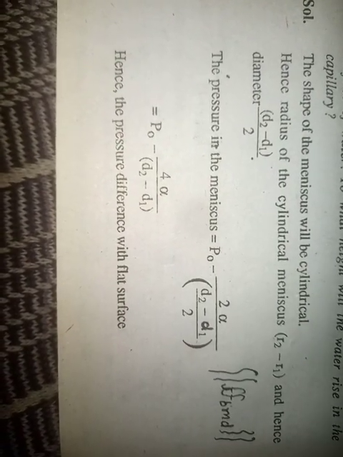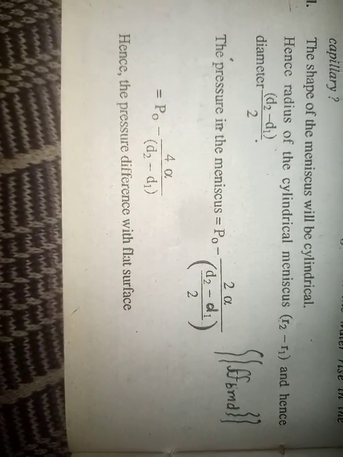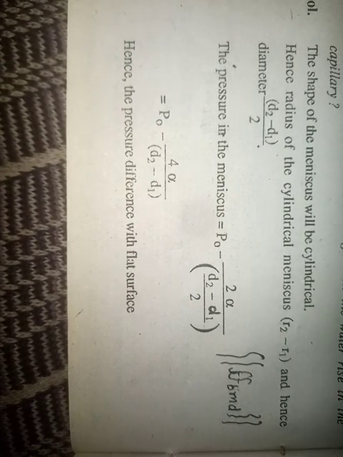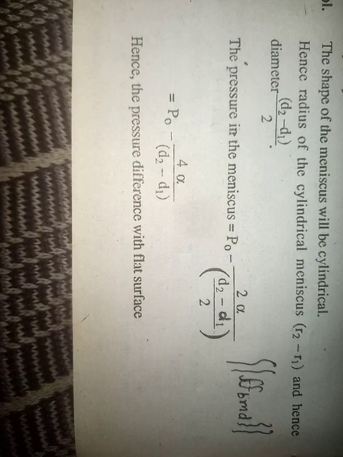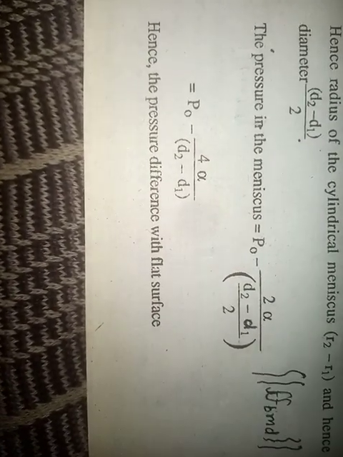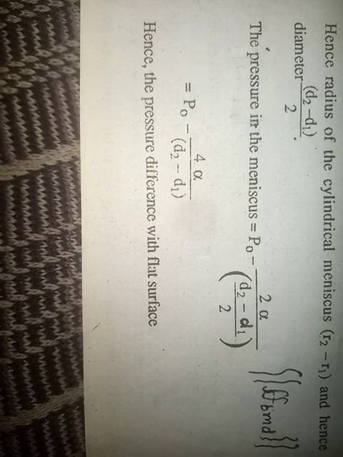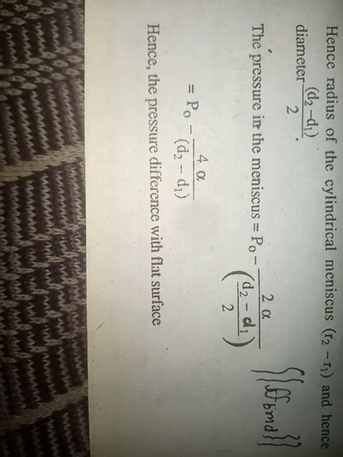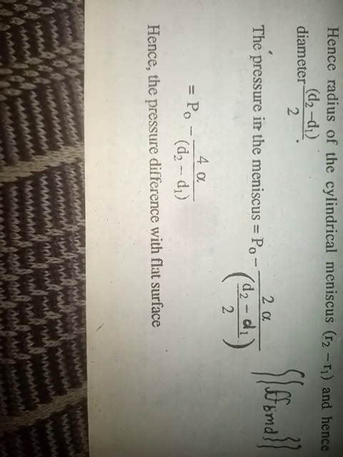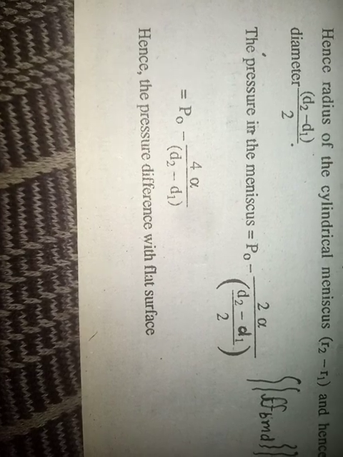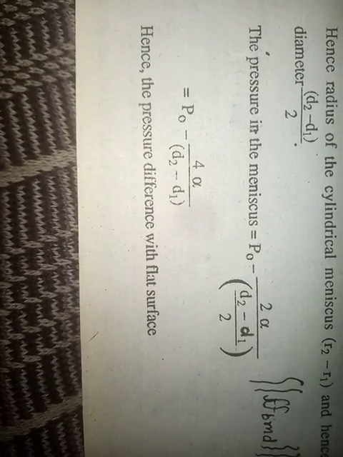Solution. The shape of the meniscus will be cylindrical. Hence the radius of the cylindrical meniscus is (r2 minus r1), and hence the diameter equals (d2 minus d1) by 2. The pressure in the meniscus equals p0 minus 2 alpha by ((d2 minus d1) by 2), which equals p0 minus 4 alpha by (d2 minus d1).